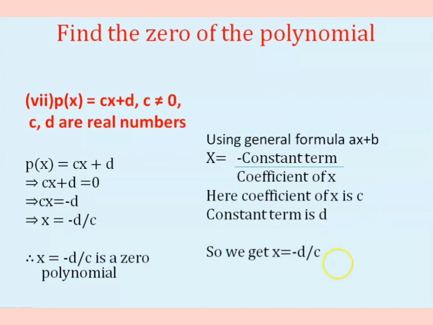So, to find the 0 of the polynomial, you can either equate p of x equal to 0 and find the value of x, or else you can use the general formula of ax plus b, that is x is equal to minus of constant term by coefficient of x to find the x value.